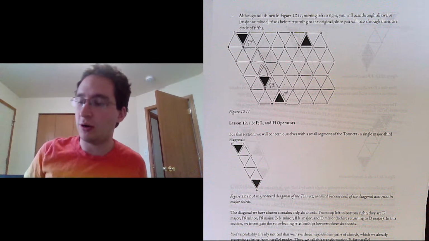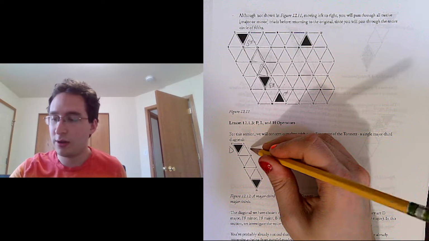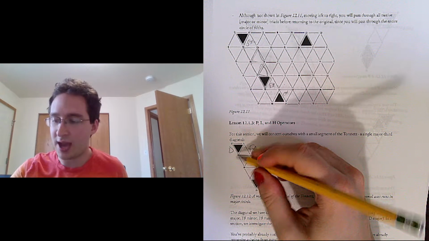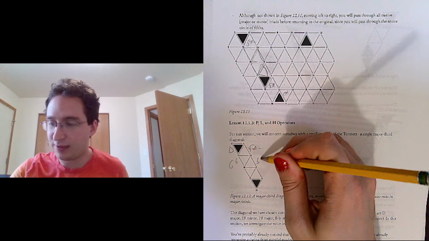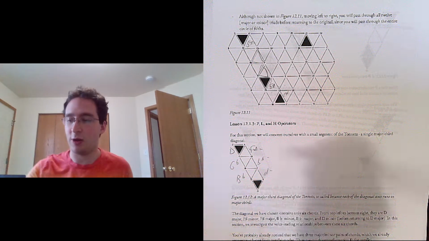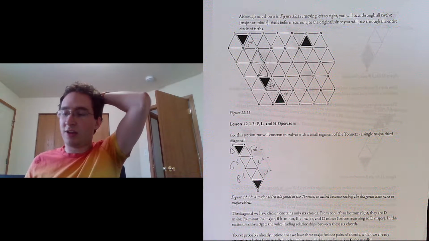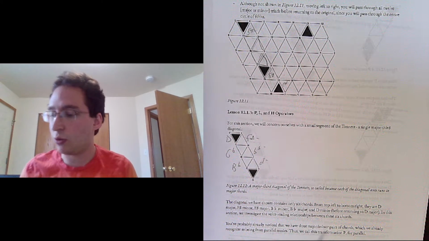So the diagonal we've chosen contains only 6 chords before it repeats. We have D major, we have F sharp minor, we have G flat major, we have B flat minor, we have B flat major, we have D minor, and then we go back to D major. So we are now going to investigate the voice leading relationships between these chords.